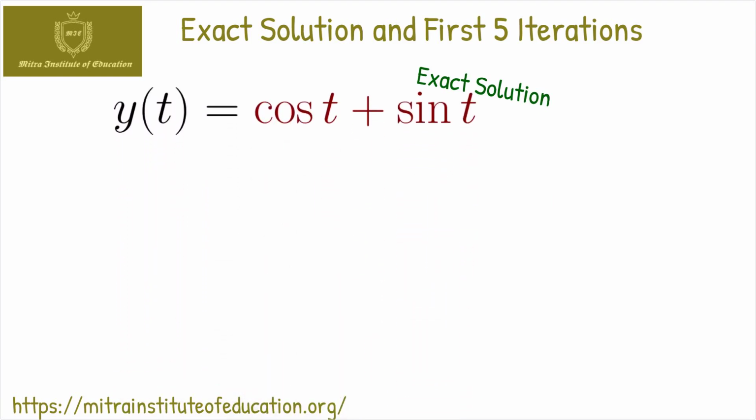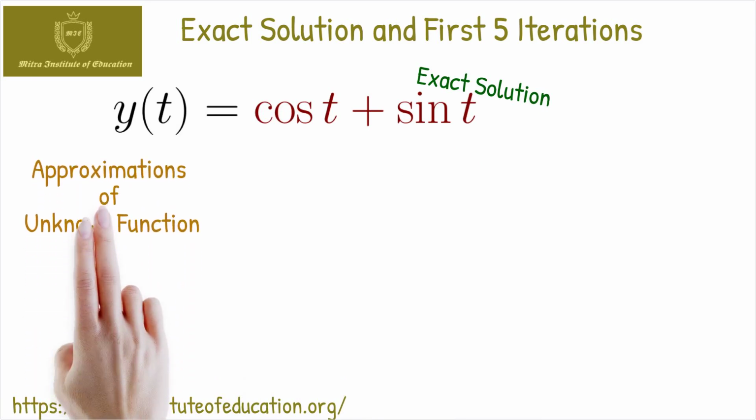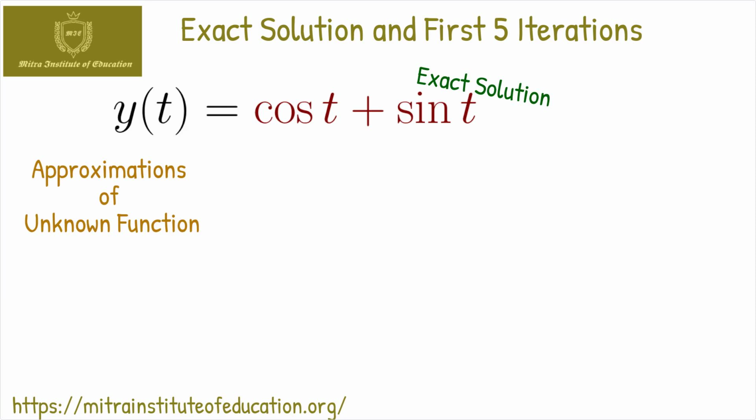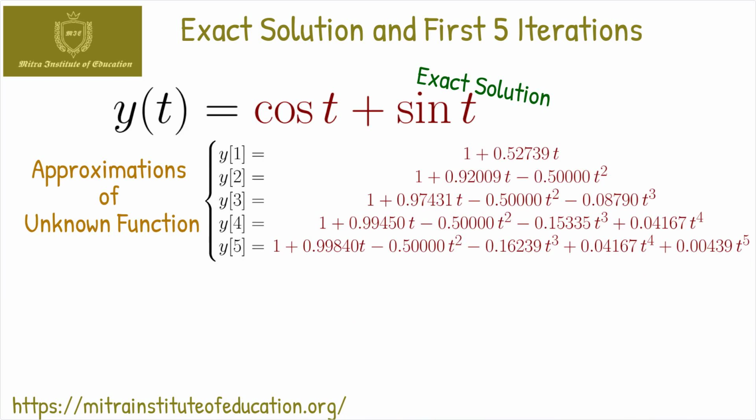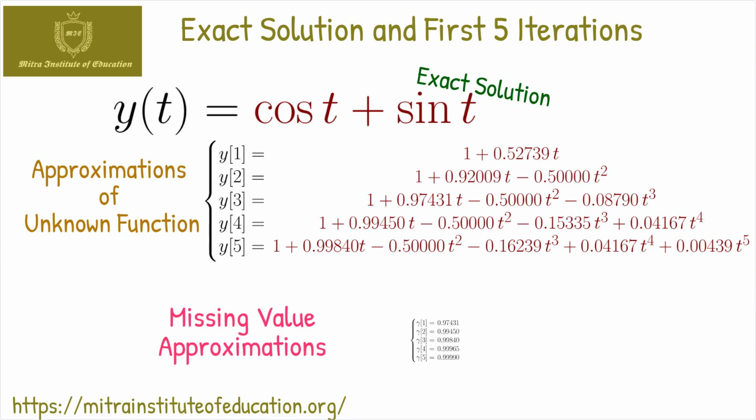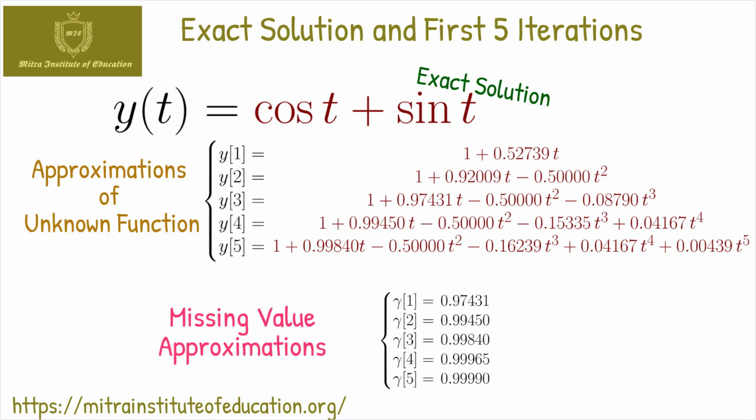In addition, we computed the first 5 iterations for the unknown function. The first 5 approximations of the missing value are also provided. As we expected, the value of the missing parameter is steadily approaching its exact value of 1, demonstrating the effectiveness of the method.